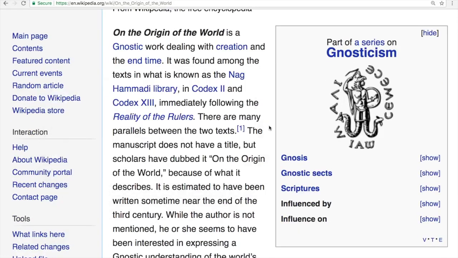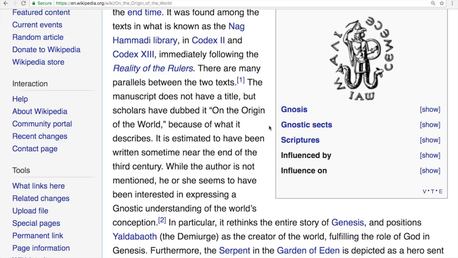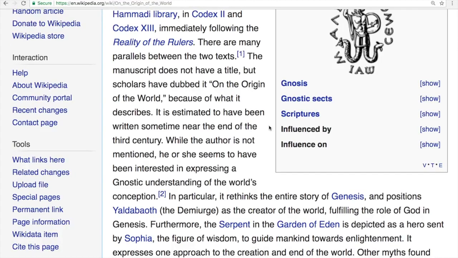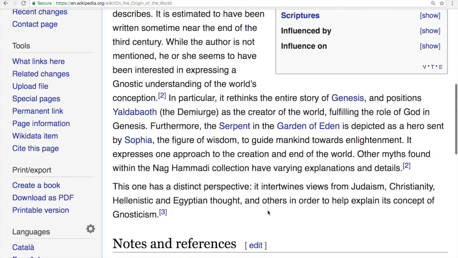The manuscript does not have a title, but scholars have dubbed it On the Origin of the World because of what it describes. It is estimated to have been written sometime near the end of the 3rd century. While the author is not mentioned, he or she seems to have been interested in expressing a Gnostic understanding of the world's conception. In particular, it rethinks the entire story of Genesis and positions Yaldabaoth, the demiurge, as the creator of the world, fulfilling the role of God in Genesis.